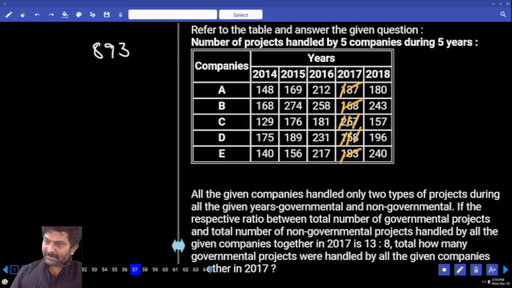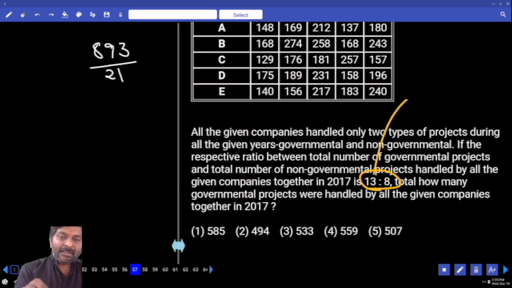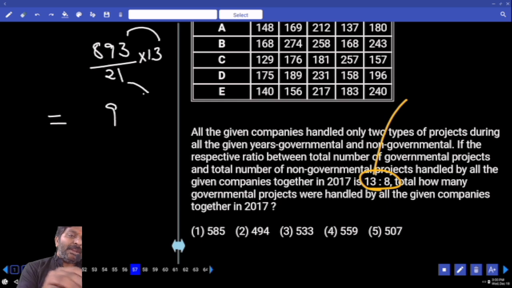Yes. Now, they are divided in the ratio 13:8. Total how many parts? 21 parts. Question is about governmental projects, right? How many parts are these? That means into 13. The answer must end with 9 only. 3 into 3 ends with? Denominator ends with 1; into which number ends with 9? The answer ends with 9. How many options are there? Close.